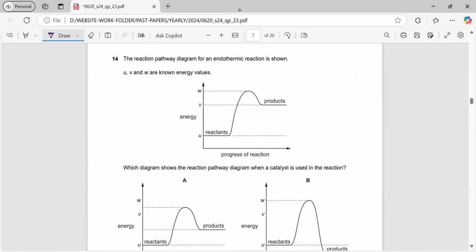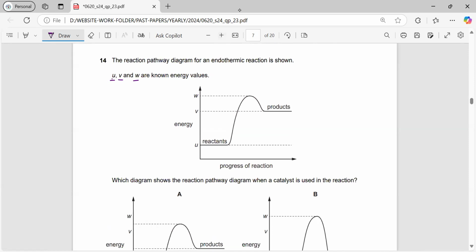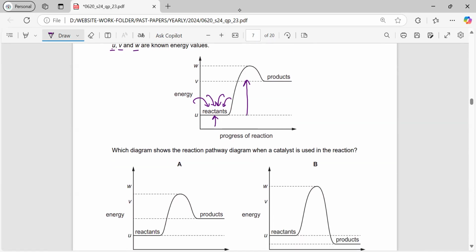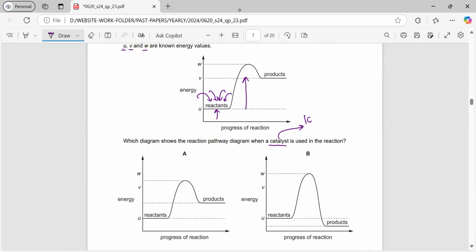Next question: the reaction pathway diagram for an endothermic reaction is shown. U, V, and W are the known energy values. This is the energy level diagram, the energy pathway diagram for the endothermic reaction. The reactants' level is very low. They absorb the energy from outside, and then the products' level is higher. Which diagram shows the reaction pathway diagram when a catalyst is used in the reaction? What does a catalyst do? A catalyst lowers the activation energy.